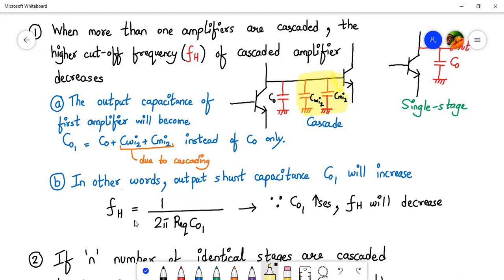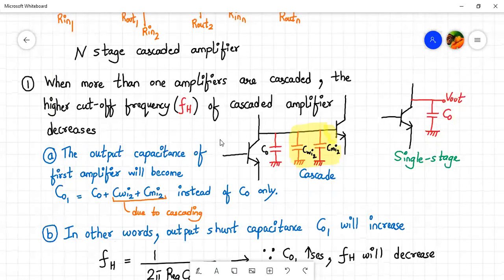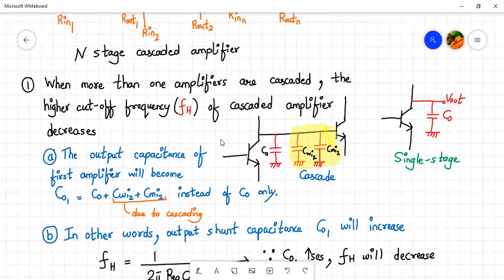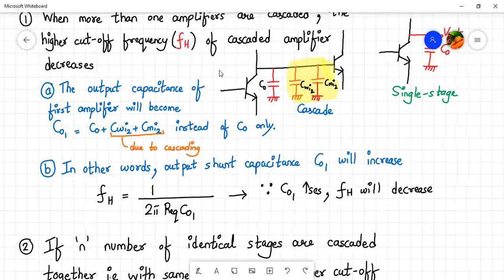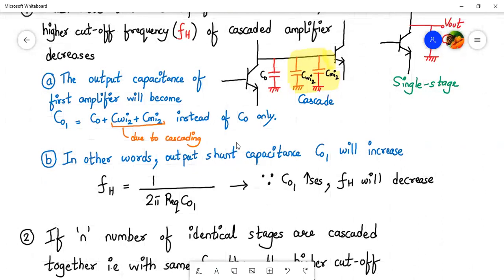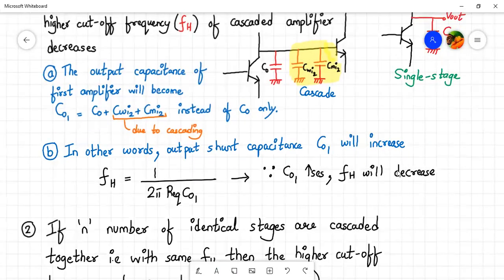These additional capacitances will increase my CO1, the output parasitic capacitance. And you know that the higher cutoff frequency is given by 1 upon 2 pi R equivalent into CO1. Since CO1 is increasing, my higher cutoff frequency will decrease if we are cascading two or more stages. So that's why we have said that when more than one amplifier is cascaded, the higher cutoff frequency FH of the cascaded amplifier decreases. That's the reason for the decrease. This is another important concept which you should remember.